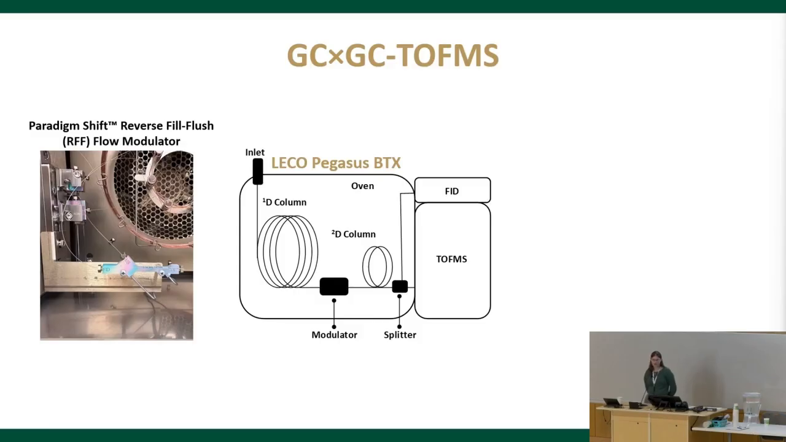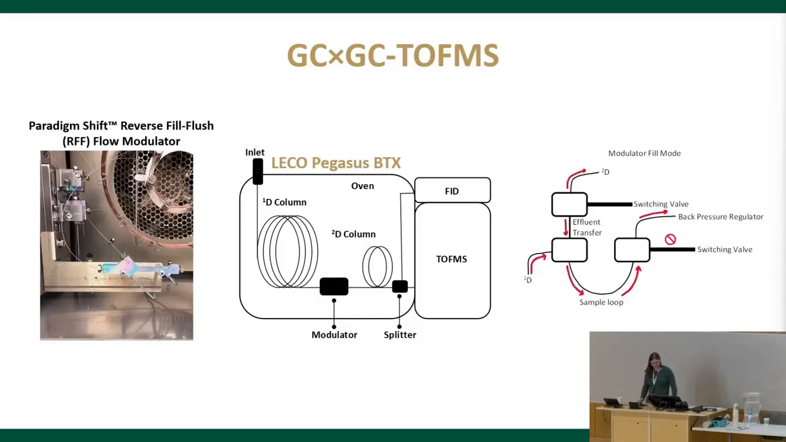It has a reverse fill flush modulator and a splitter to divert the flow to both the TOFMS and the FID. This is what the modulator and splitter look like in real life. The modulator functions by filling a small sample loop in the forwards direction via the use of valves and back pressure regulation. Then, during the flush mode, the valves switch, sending the effluent onto the secondary column.